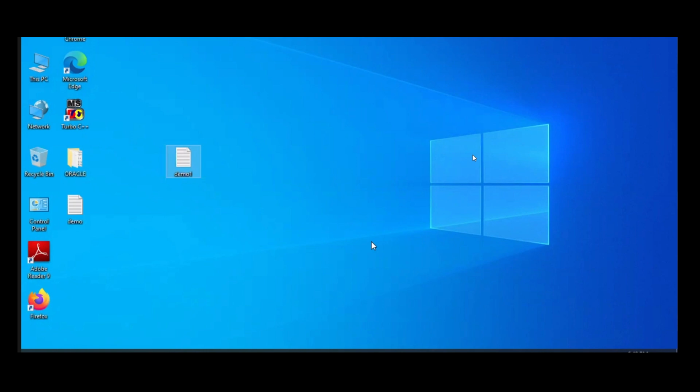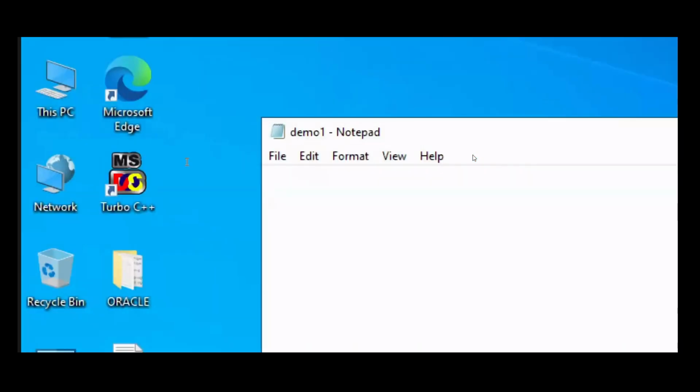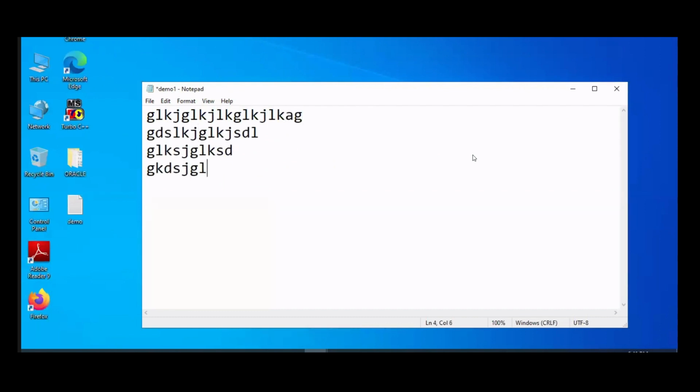Just observe here. This is a file. On desktop, the demo one file is there. Just now I created it. Where was this file created? In the hard disk. Now in the hard disk, the demo one file is there. I am entering the data here. Now this file is permanently stored in the hard disk, but whenever I am entering the data, it uses temporary memory to improve the performance.